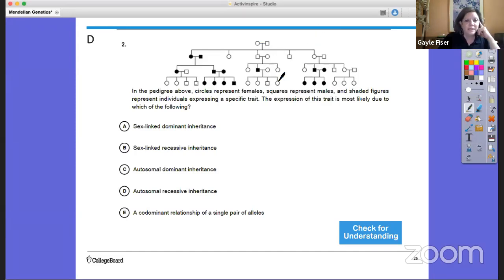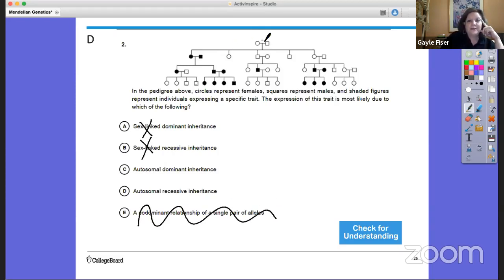So let's take a look at the pedigree above. Circles represent females, squares represent males, and shaded figures represent individuals expressing a specific trait. So consistent with that generally. All right, the expression of this trait is most likely due to which of the following. So let's look at our boys and girls. Do we have boys and girls getting this? Yes, we do. So let's get rid of those two. All right, that's either you do or you don't, so we'll get rid of that.